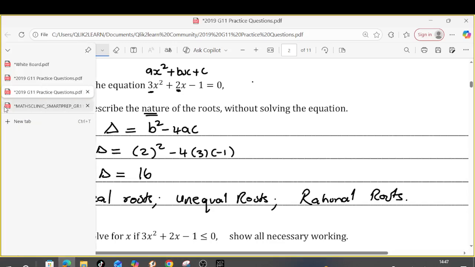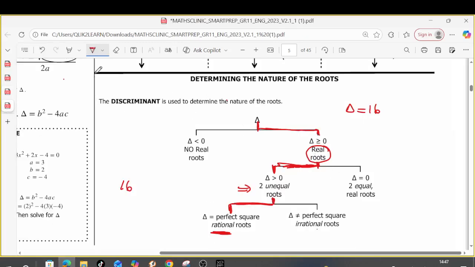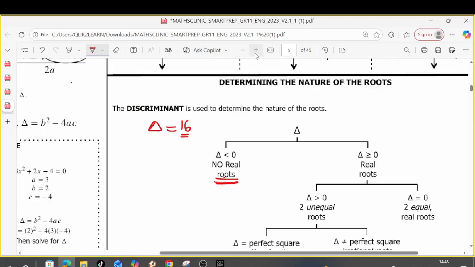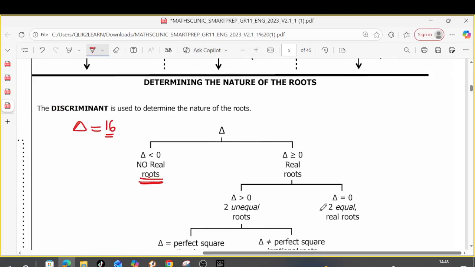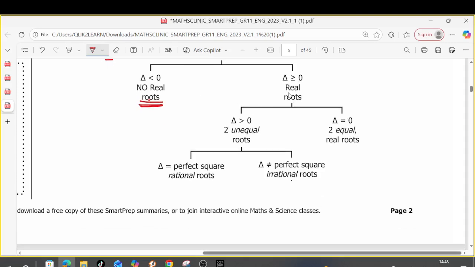Remember, from the map, we said that we start with what? With the discriminant. You find your answer for the discriminant, you check. We calculated the discriminant, it's equal to 16. You ask yourself, is 16 positive or negative? If it was negative, this is where we're going to stop. We'd say delta is less than 0, then there are no real roots. But now look at this. Our discriminant is positive. 16 is positive. So we'll move in that direction.